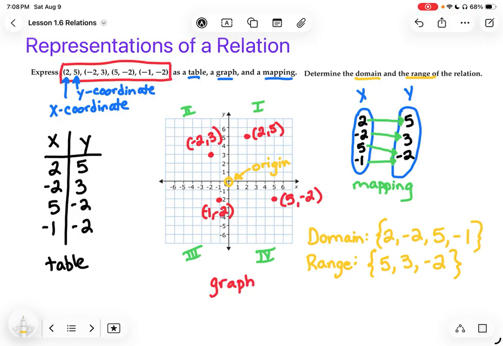We have taken our relation and we have represented it as a table, a graph, and a mapping, and then we identified the domain and the range.